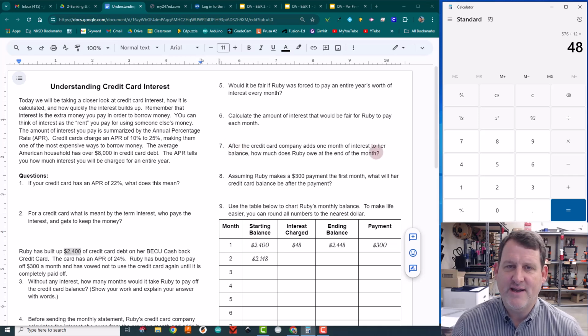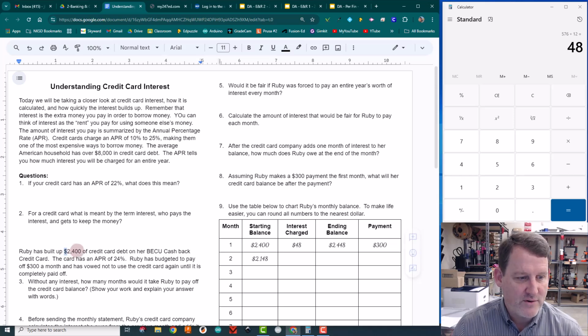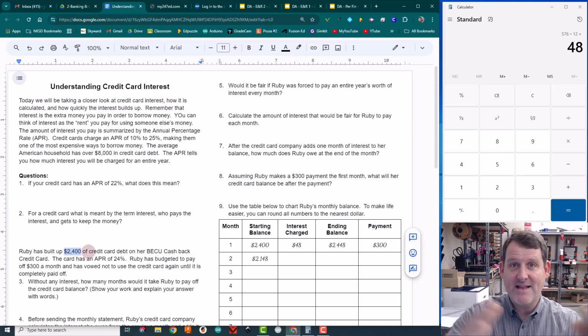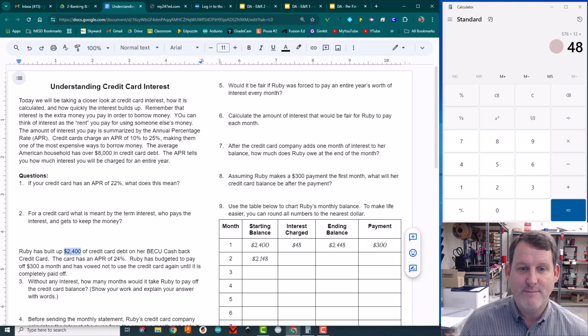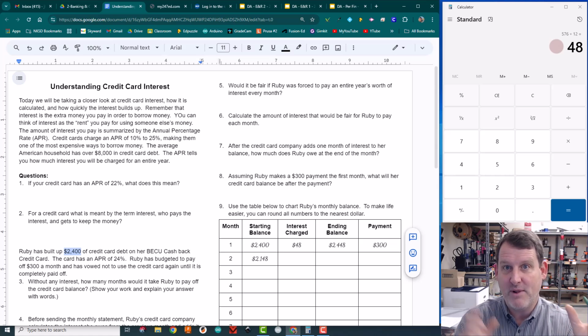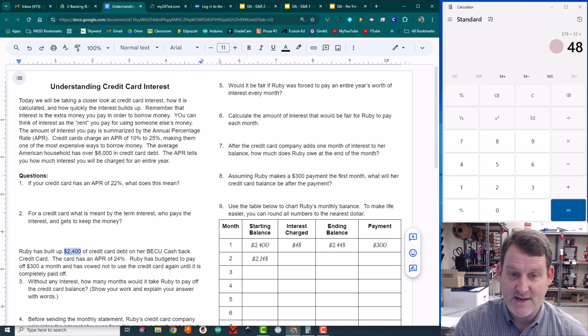These can be kind of tricky to word. They're pretty straightforward, so sometimes people make them more complicated than they need to be. All this is saying is she started the month owing $2,400. At the end of that month, she's going to be charged $48 in rent and interest. So at the end of the month, her balance is going to be $2,400 plus $48 for a total of $2,448, what she now owes.